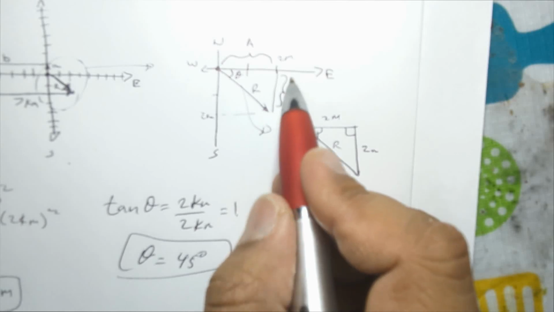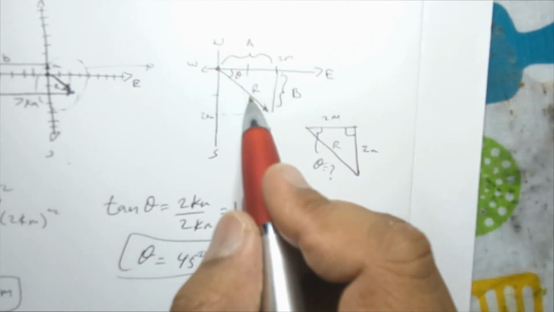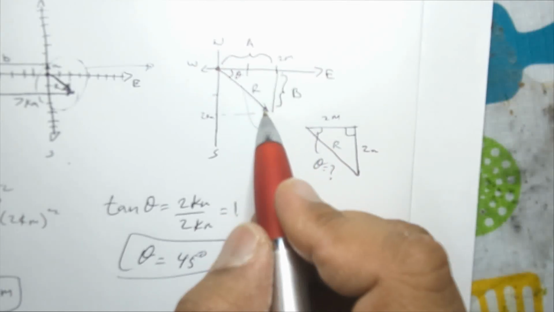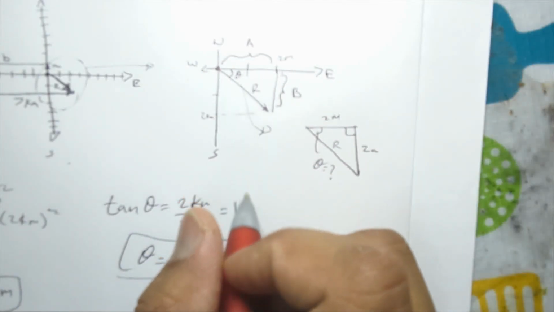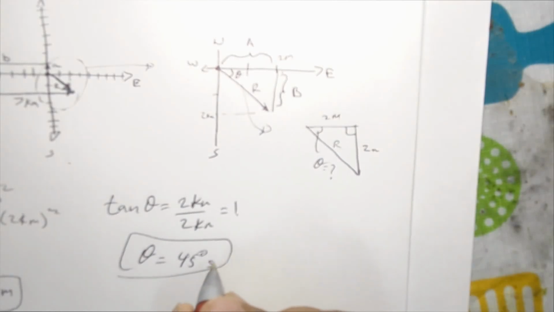And that's 45 degrees facing what? If you look at it from here, it's facing southeast. That's where the theta is, so we put southeast.